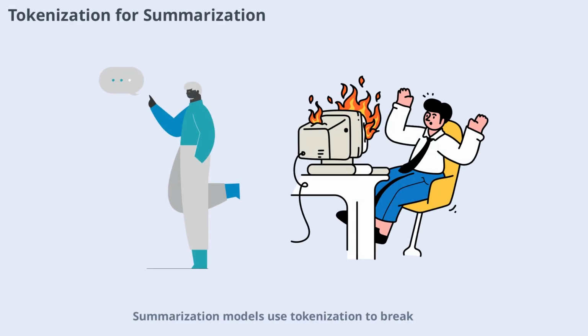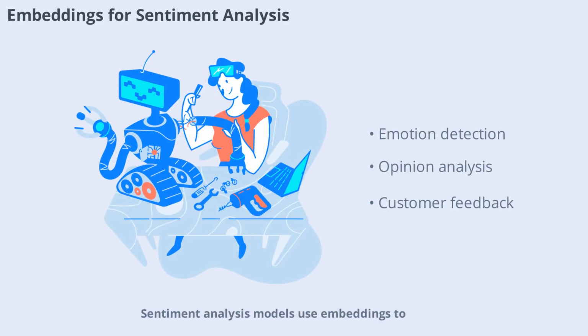Summarization models use tokenization to break down long documents into manageable pieces. By analyzing tokens and their relationships, the model can generate concise summaries that capture the main points of the original text. Sentiment analysis models use embeddings to detect emotions and opinions in text.